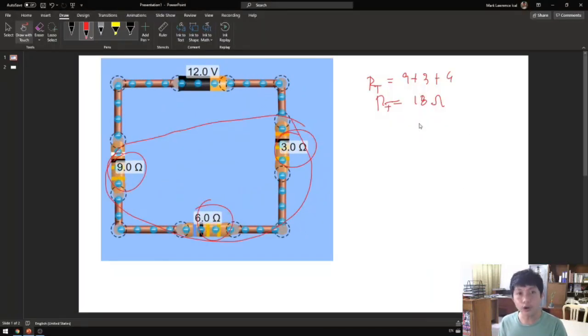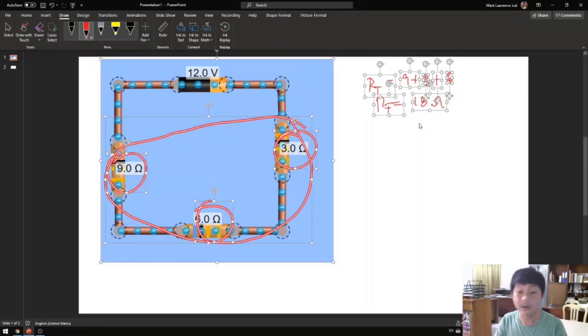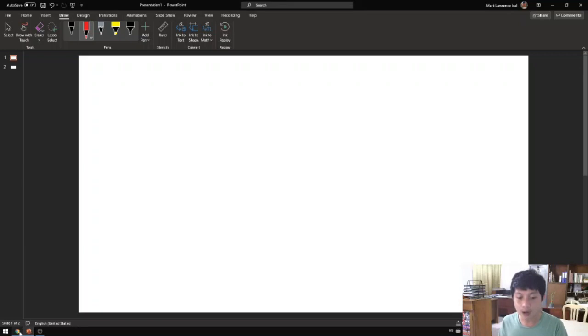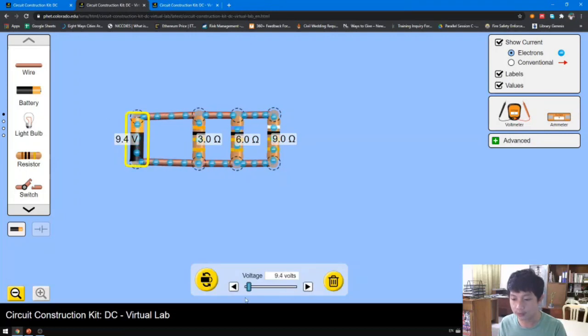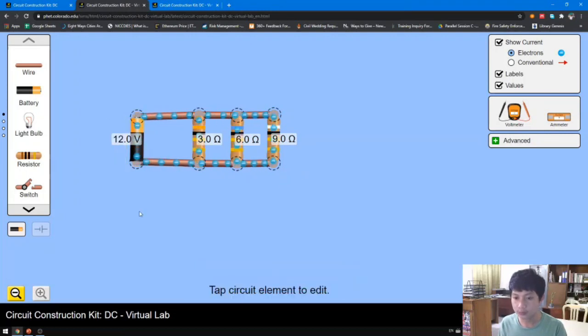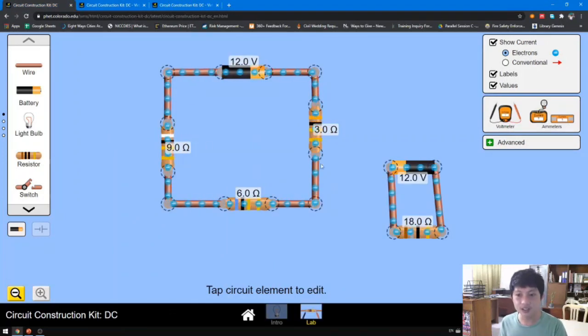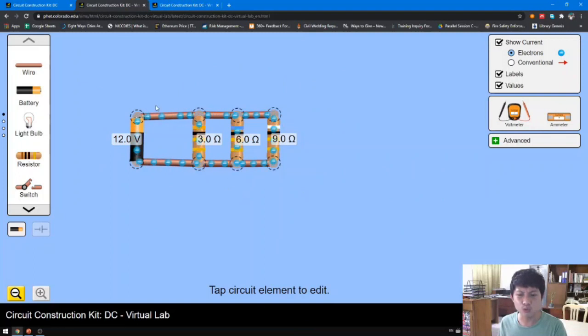Right, so again, you're going to combine the resistors because they are connected in series. But how about if they are connected in parallel? Alright, so let's change this to 12 volts. So if you can see, the electrons flowing in this circuit are pretty slow. But if you connect them in parallel, it changes. Why does it change?